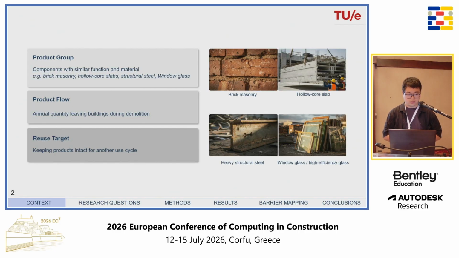I will start with the context. As we all know, building material has a very large value for reuse, but nowadays most of it is just downcycled. And for the reuse part, most of it needs product level reuse. A product group means components with similar function and materials, such as brick, core slabs, structure stairs, and window glass. And product level reuse requires keeping components intact for another use cycle.